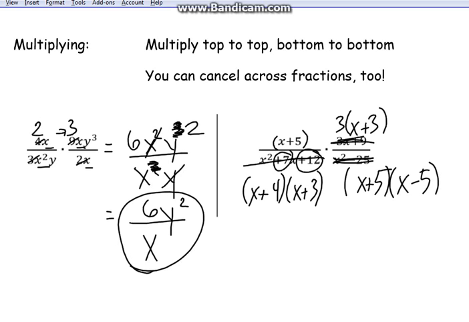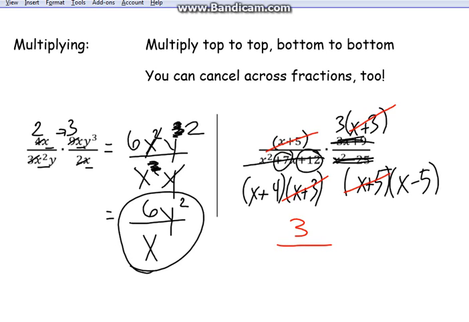And again, before I start multiplying anything, what am I going to do? Cancel, cancel, cancel. Cancel across fractions. X plus 5. Do I have another x plus 5? Yes. So those are gone. How about a 3? Do I have another 3? No. So that's going to stay put. How about an x plus 3? I do have one of those. So x plus 3 is gone. Do I have anything else that's going to cancel? The only thing left in the numerator is a 3.